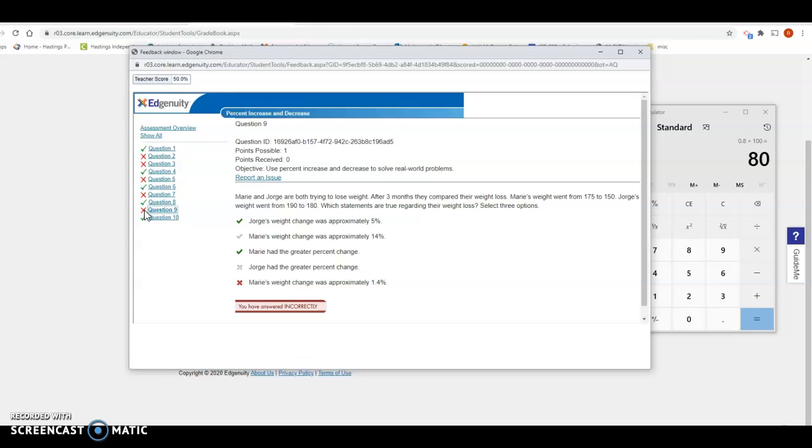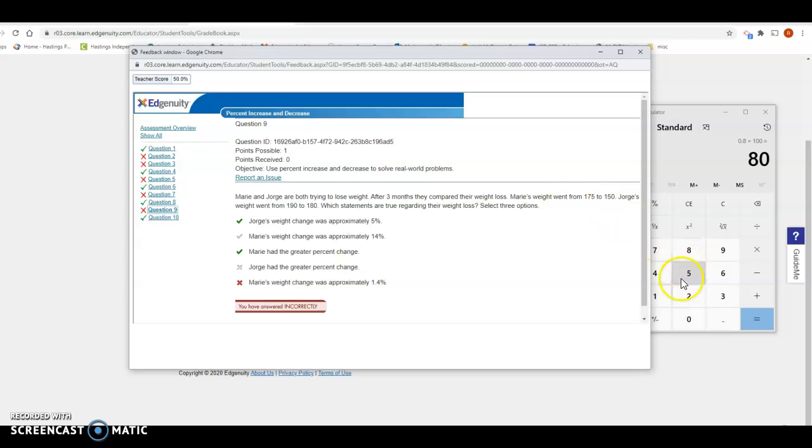Number 9, Marie and George are both trying to lose weight. After 3 months, they compared their weight loss. Marie went from 175 to 150. George went from 190 to 180. Which statements are true regarding both of theirs? And it says select 3 options. So you got the first 2 right. So Marie's weight changed by 1.4%. That was not correct. It was 14%.